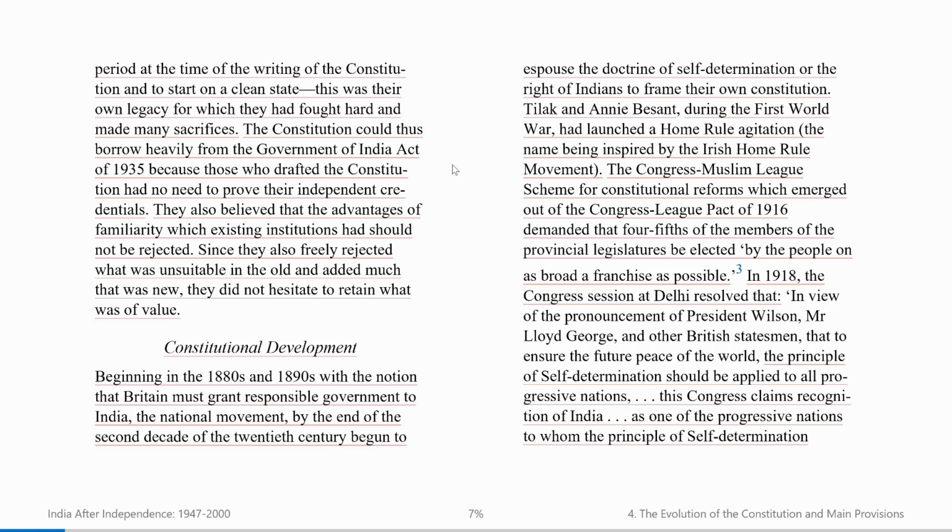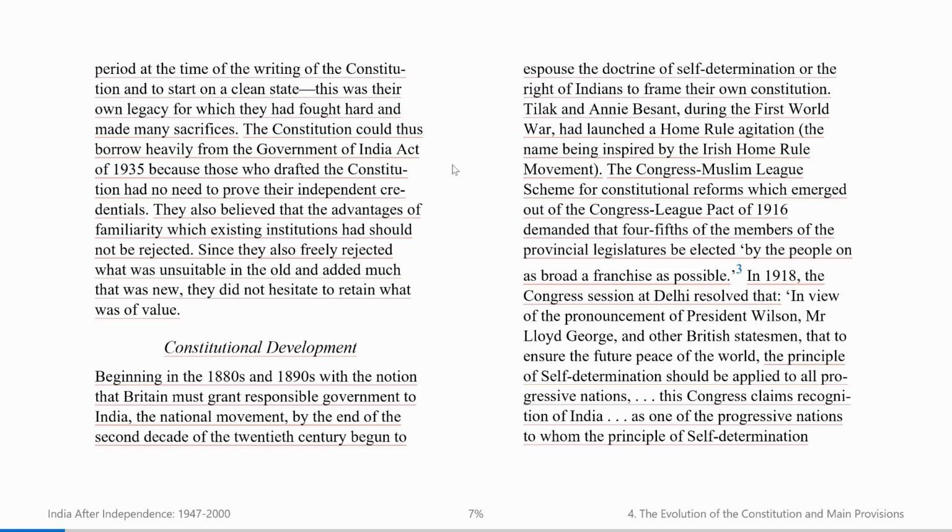They had fought hard for the constitutional reforms, the Government of India Acts of 1919 and 1935, and they made sacrifices for them. It was not given to them, right? And therefore, the Constitution could freely borrow from the Government of India Act of 1935, because those who drafted the Constitution had no need to prove their independent credentials. They believed that the advantage of familiarity with existing institutions should not be rejected.